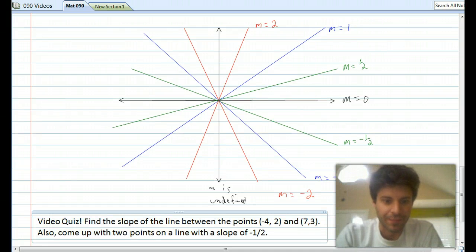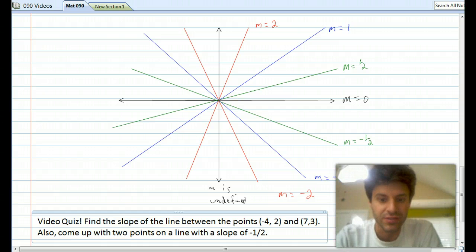Okay, video quiz time. Find the slope of the line between the points (-4, 2) and (7, 3). Also, come up with 2 points on a line with the slope of negative 1/2. There are many examples of 2 points that would give you a slope of negative 1/2. Just come up with one.